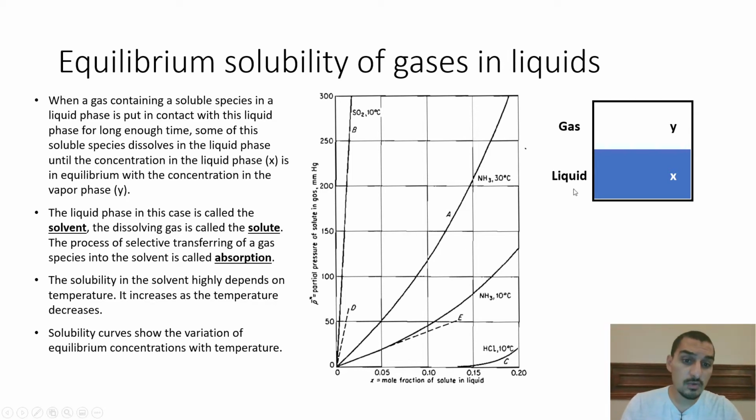The second thing is comparing these two curves, E and A. Both are the same solute, but this is at 30 degrees and this is at 10 degrees. Applying the same concept, it's clear that the solubility at 10 degrees Celsius is higher than at 30 degrees Celsius. So it's a rule that if you increase the temperature, the solubility will decrease, and this has many impacts on our life.